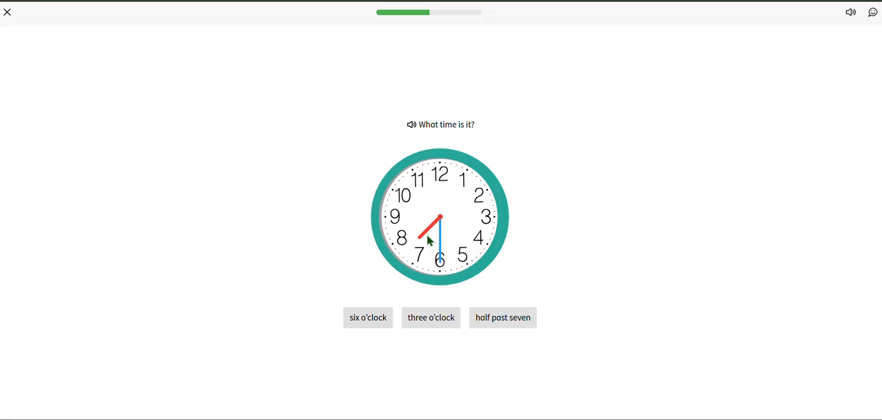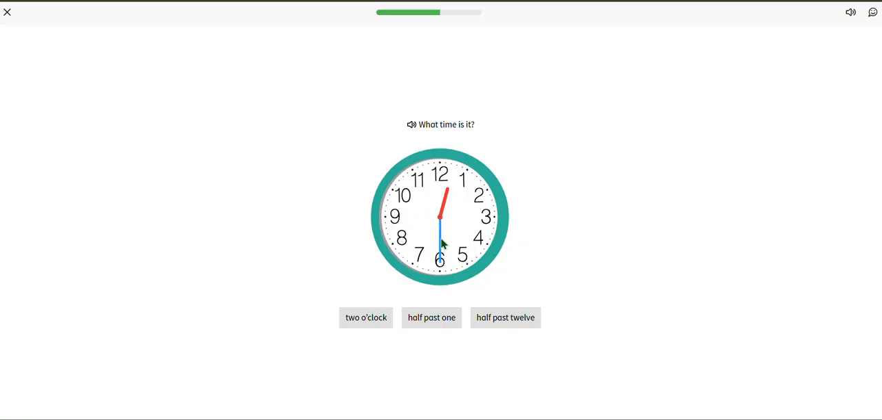The red hour hand is a little bit past 7. So it's in between 7 and 8. It's past the 7. We don't want to go right to 8. We want to go to the one that's before it. So we choose 7. When it's 30 minutes after that hour, it's half past 7. Half past 7.